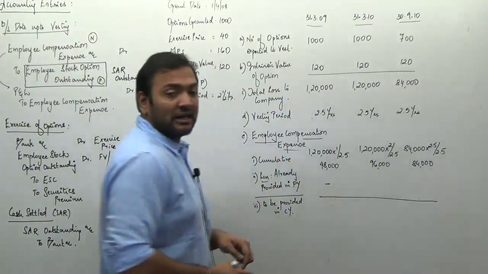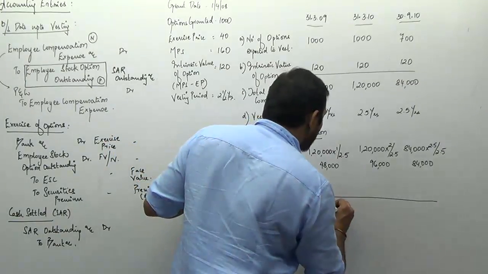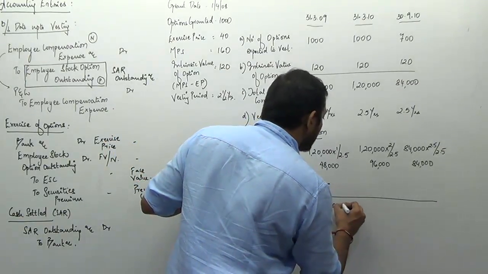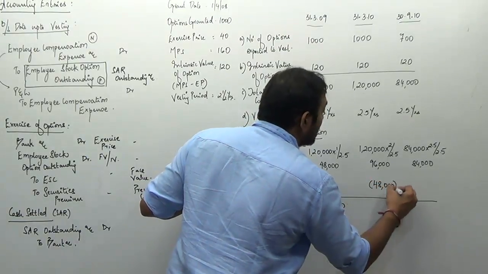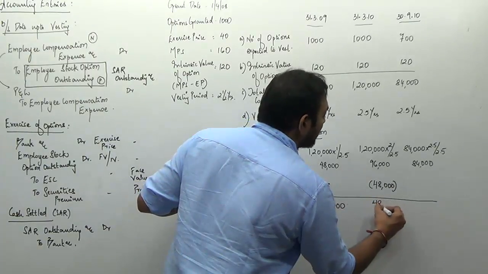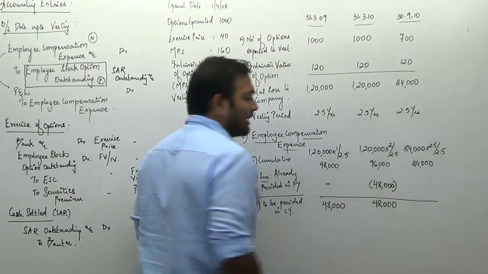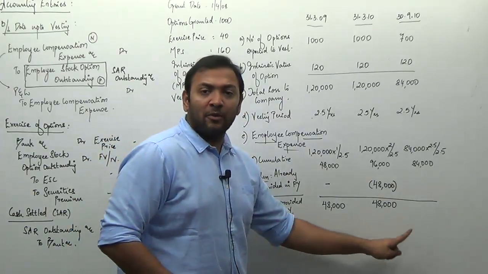First year, what is provided in the previous year? Nothing. It's the first year. So provision to be created is 48,000. Year 2, already provided in the previous year 48,000. Current year provision required is 96. So my provision to be provided in the current year is only 48. 48 provided in the first year, 48 provided in the second year.